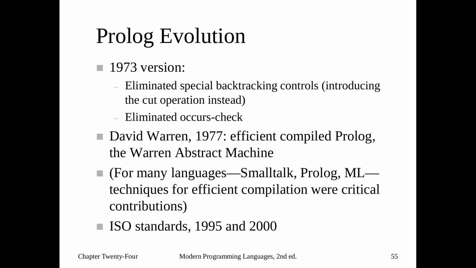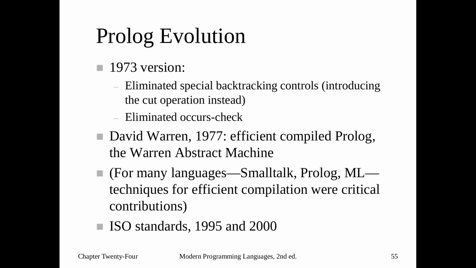So then this led to the Prolog evolution, right? So in 1973, the version basically eliminated special backtracking controls and introduced the cut operation, but it also eliminated what's called the occurs check. And then in '77, David Warren developed an efficient compiled Prolog, and what he called the Warren abstract machine. So it's an underlying virtual machine on which Prolog was going to run.